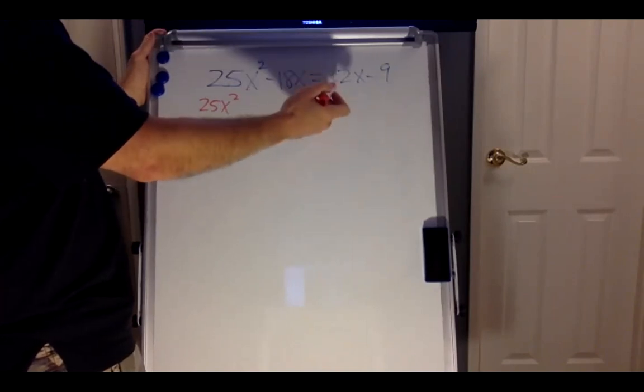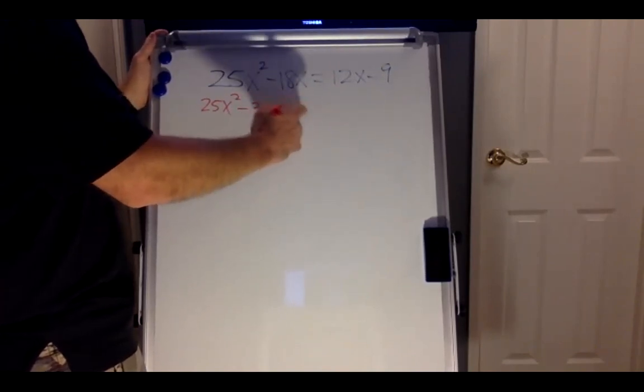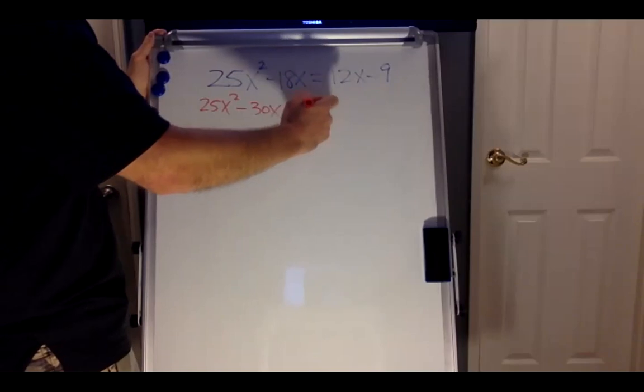I'm going to subtract the 12x to get minus 30x, and I'm going to add the 9.